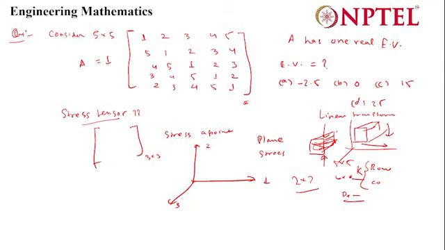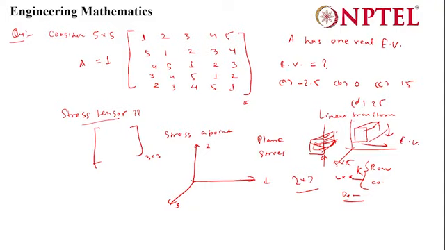Suppose you are stretching in some plane, the X plane or Y plane or Z plane. The direction in which you can stretch so that it is not changed, its direction will not be changed, is called your eigenvector. And how much you can stretch it, that is called your eigenvalue.